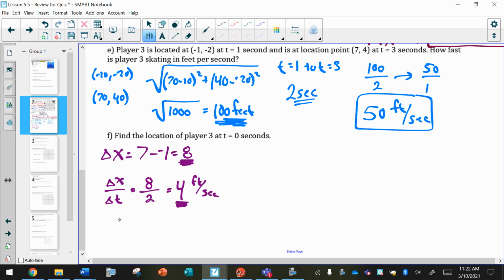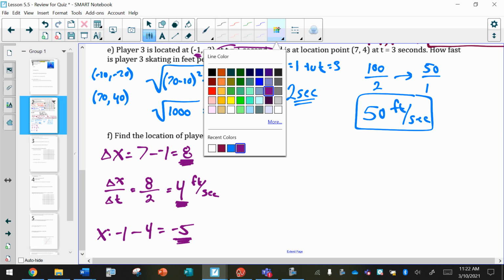And this hockey player started at an x coordinate of -1, subtracting out 1 second's worth of location, because we know that after 1 second, he's at an x coordinate of -1. So I only have to subtract 1 second's worth of time, 1 second's worth of distance. So his x coordinate position point is -5.